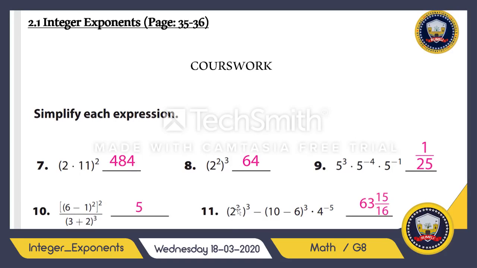Finally, 2 to the power of 3 raised to the power of 3. Okay, what is this? This is 2 to the power of 6, 2 times 3. Minus 10 minus 6 to the power of 3. 10 minus 6 is 4, 4 to the power of 3, times 4 to the power of minus 5. 4 to the power of 3 minus 5 is 4 to the power of minus 1, which is 1 over 4, okay, to the power of 2. After simplifying, here is the final answer. Please compare your answers with this. If you have something wrong, then check and do them again.